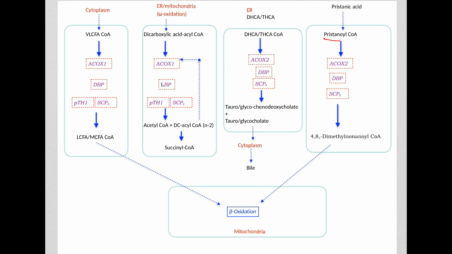Pristanic acid is taken into the peroxisome, goes through beta-oxidation until it's converted into a shorter fatty acid, dimethyl-nonanyl-CoA, which then goes through beta-oxidation in the mitochondria. So let's look at this part here a little bit more.